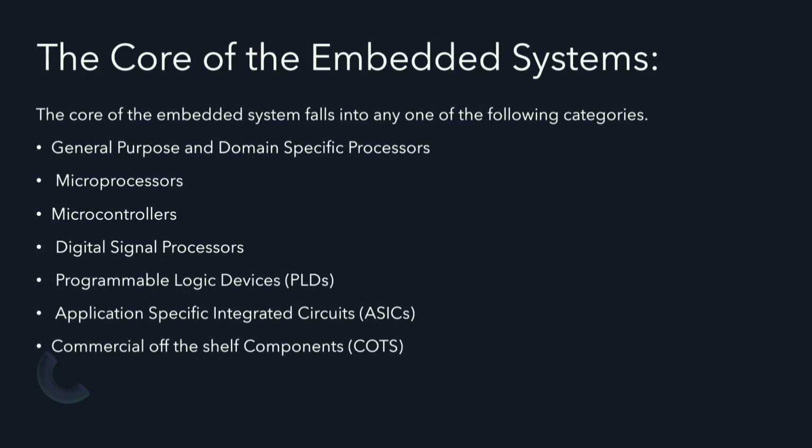The core of the embedded system falls into any one of the following categories: the general purpose and domain specific processors, microprocessors, microcontrollers, digital signal processors, programmable logic devices, application specific integrated circuits, commercial off the shelf components. So these are the core of an embedded system. Mainly, an embedded system is a combination of microprocessor and a microcontroller. It is very different from a general purpose computing system.